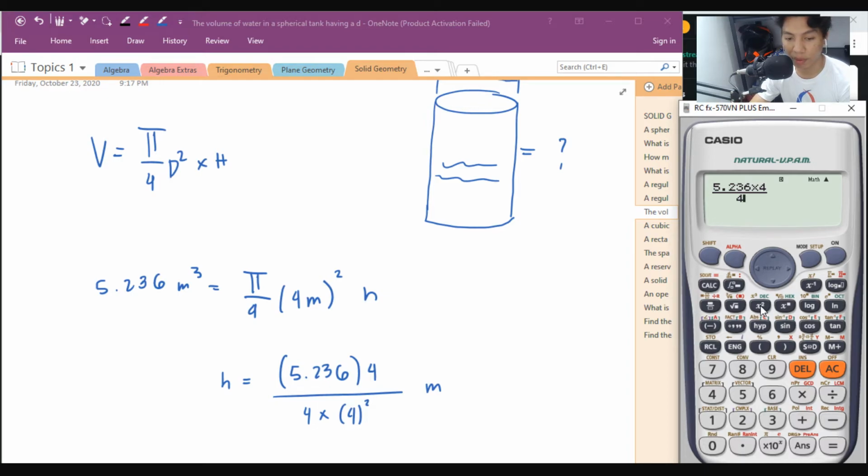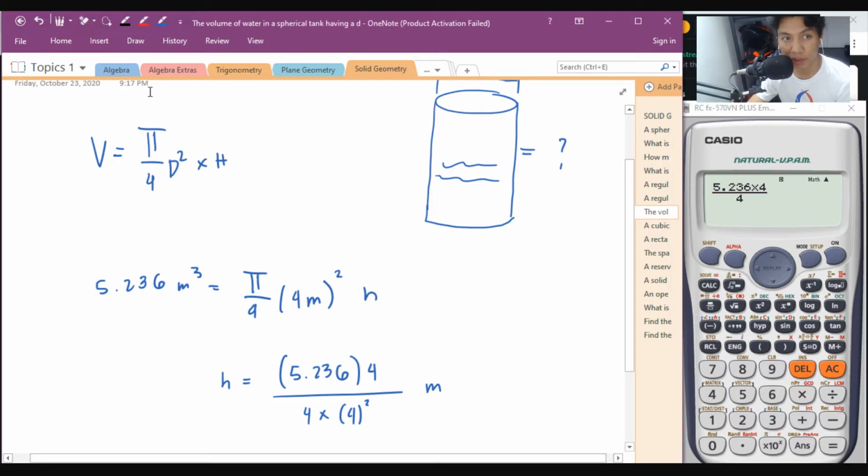Oh, may mali ako dito. Pi pala to. Pi. Mukha lang siyang 4. This is pi.